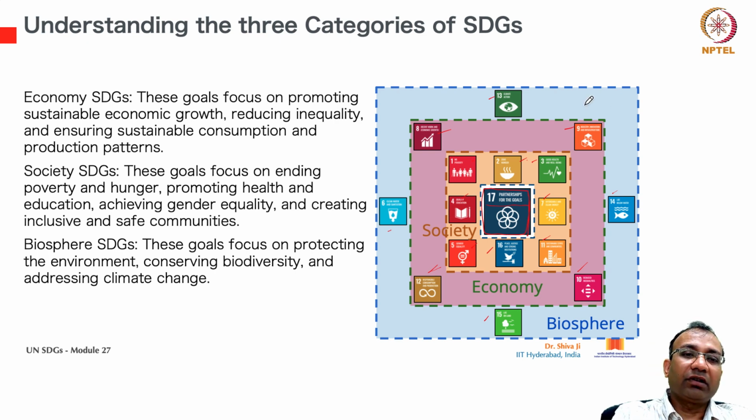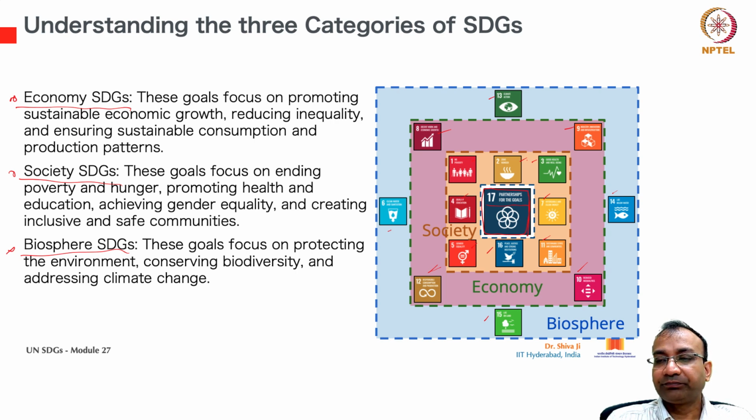Economy SDGs, if you see here, focus on promoting sustainable economic growth, reducing inequality and ensuring sustainable consumption and production patterns. Society SDGs, here in the center area, focus on ending poverty and hunger, promoting health and education, achieving gender equality and creating inclusive and safe communities. And biosphere SDGs focus on protecting the environment, conserving biodiversity and addressing climate change. So this is how this layout is arranged.